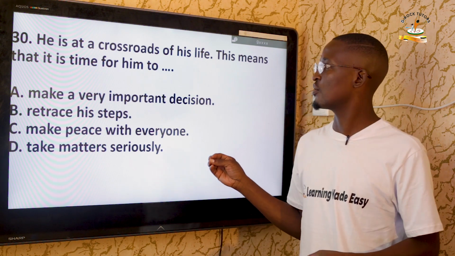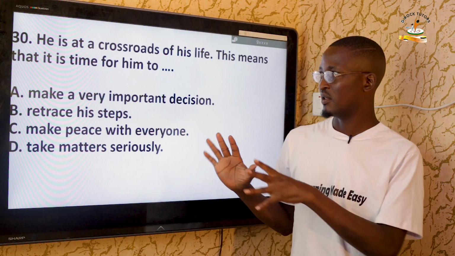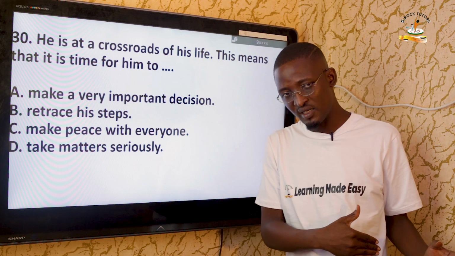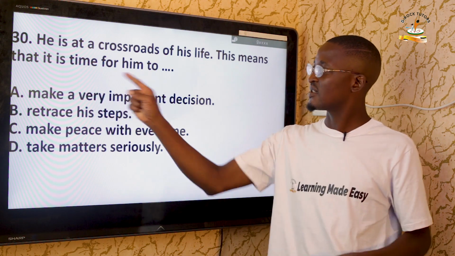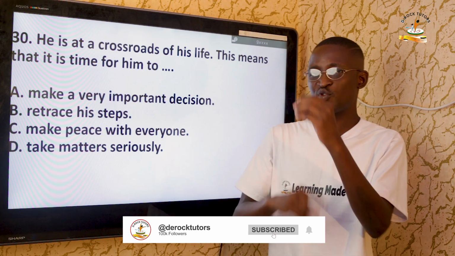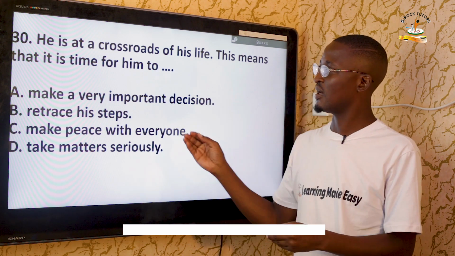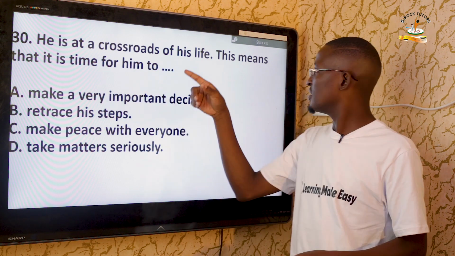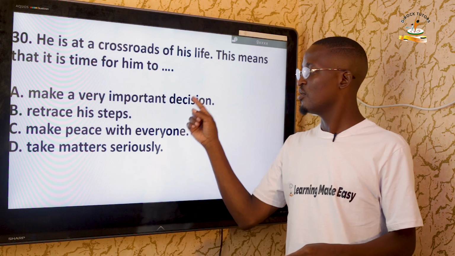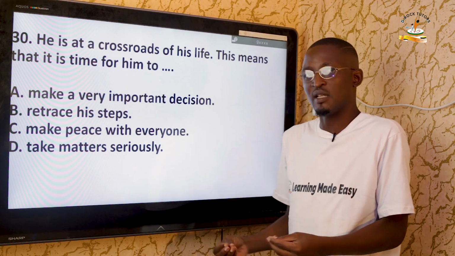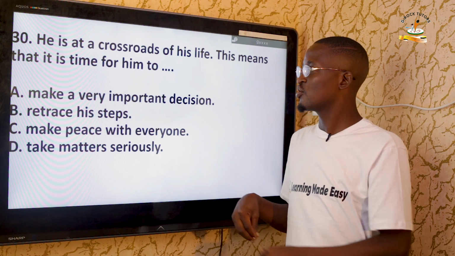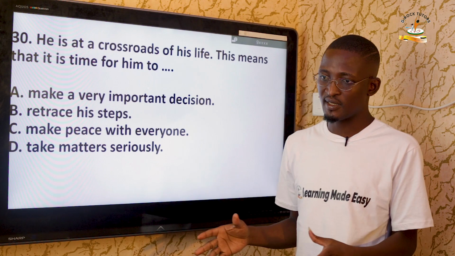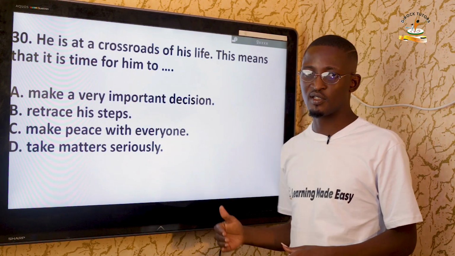He's at a crossroads of his life. Now, you have to complete this. When one is at a crossroads, then you are indecisive. So this is coming like an antithesis, antithetical to what you are asked to do. This means that it is time for him to make a very important decision, that is, to be decisive now. So the meaning of being at a crossroads is that you are indecisive. So now it is time for him to make decisions.